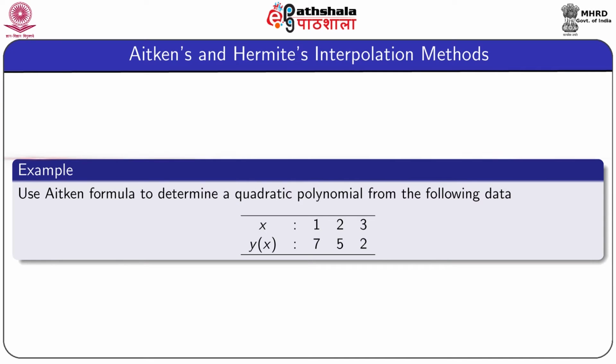Now, we consider another problem to illustrate the Aitken formula. In this problem, we have to determine a quadratic polynomial from the following table of values. In this table, 3 values are given. So, for this table we can generate only one quadratic polynomial.